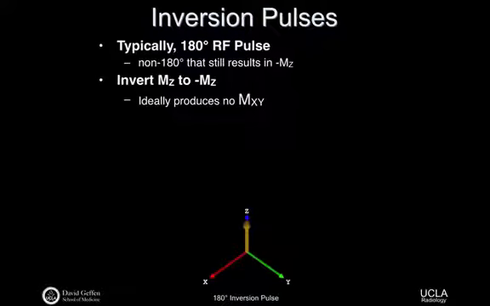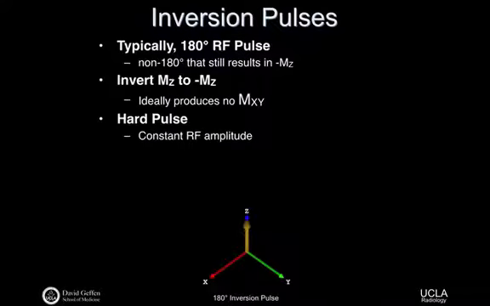And ideally, you'll produce no transverse magnetization, right? Imperfections in the system will mean that you'll probably have some transverse magnetization, and so we sometimes have to deal with that in terms of whether it generates image artifacts or not. We can do this as a so-called hard pulse. Hard pulses are those rect functions that I've been showing you. RF energy is just turned on, and then turned off. Those are constant RF amplitude pulses. The B1 envelope function is just a rect function.